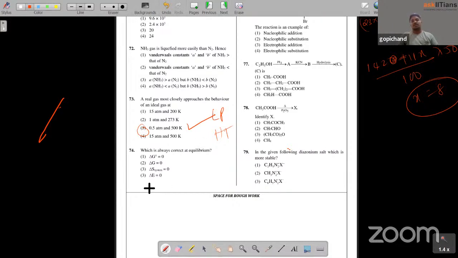Which is always correct at equilibrium? At equilibrium, delta G is equal to 0 or delta G naught is equal to 0? Tell me which is the correct answer. Yes, delta G will become 0. Delta G naught is the Gibbs free energy at standard conditions, but they are asking only about equilibrium. The correct equilibrium relation is delta G equal to 0. Okay.